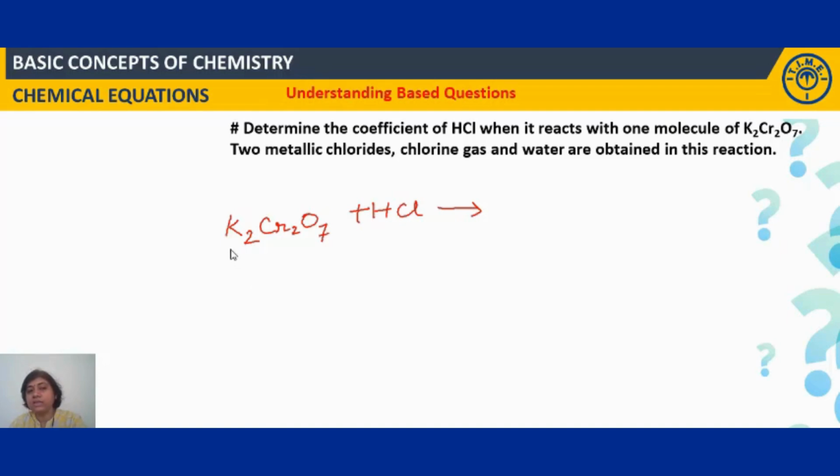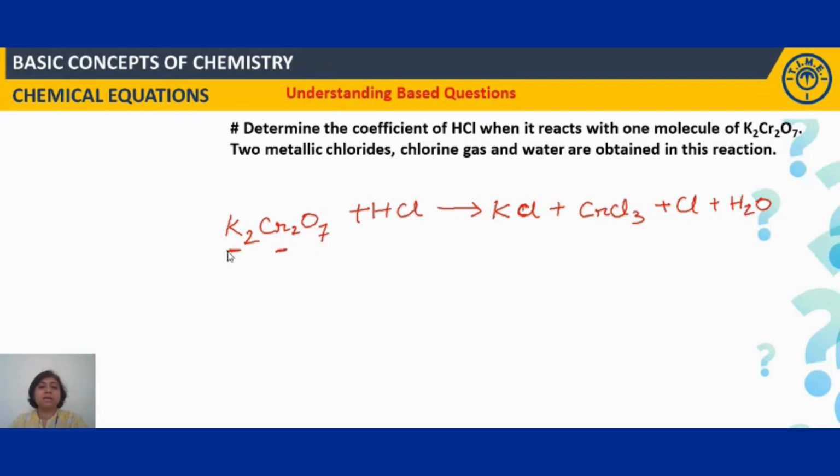Two metallic chlorides. What should be the two metallic chlorides? You can see that potassium is there, chromium is there. Two metals are there, so we will get two metallic chlorides. So potassium forms KCl, and chromium forms, this C is capital, okay. What is the valency of chromium? It has variable valency, but generally it forms a stable compound in its +3 valency state. Chloride is -1, so the formula of chromium chloride is CrCl3, right? Other than that, the other products are chlorine and water.